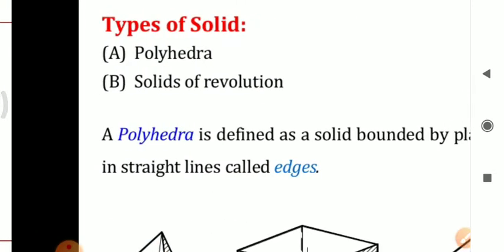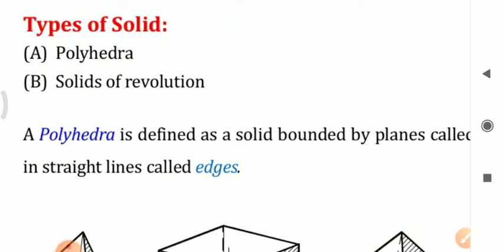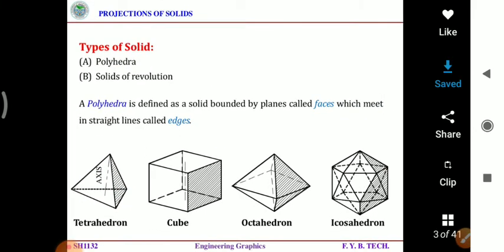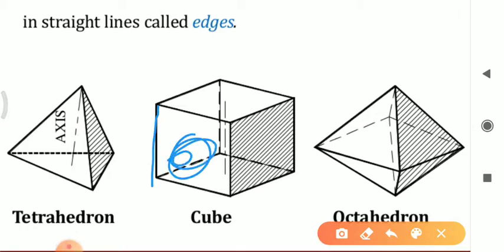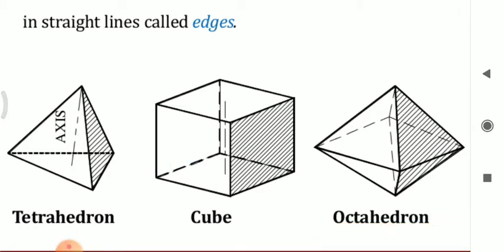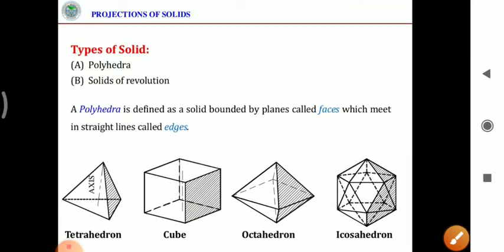Here the types of solids are mentioned: polyhedra and solids of revolution. Polyhedra is defined as a solid bounded by planes called faces. Planes, that is faces, meet in straight lines called edges. If you observe here, this is an edge, and this is a plane, meaning a surface or face. This is the example.